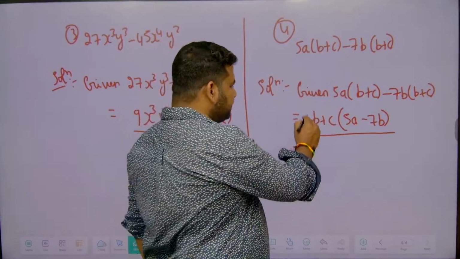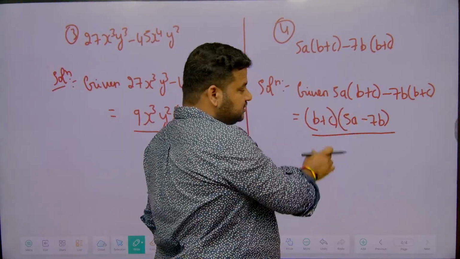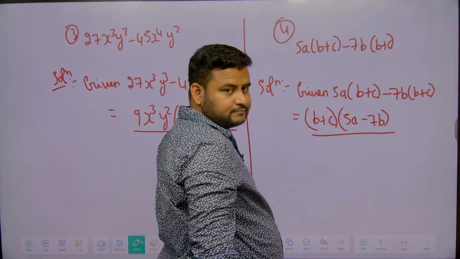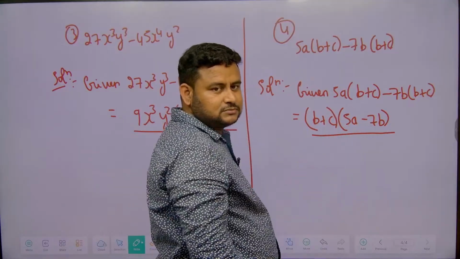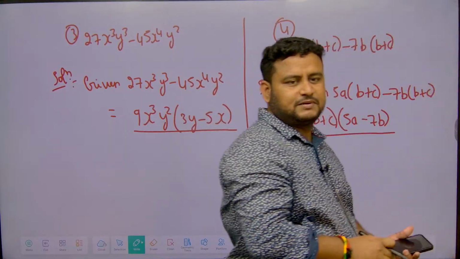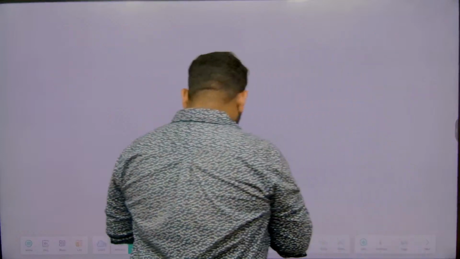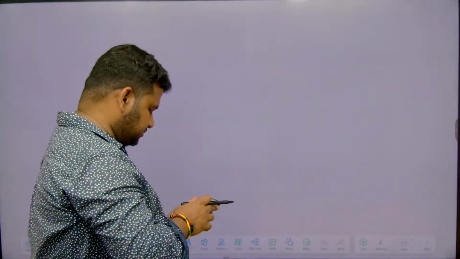Whatever is common, you remove it. You should put bracket here definitely, otherwise it will become c into, it is completely b plus c into this thing. Okay, this will be the final answer. Got it? So, whatever is common, even if it is inside, you can take. Does not matter whether it is inside or outside, you can take common. Next one. Online students, please do focus.